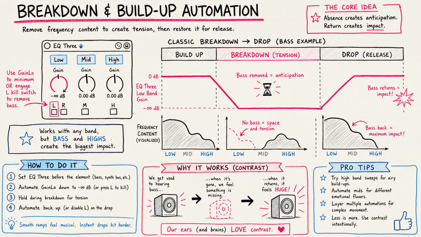High-frequency sweeps work similarly, but create a different emotional effect. Gradually automating GainHi from 0 decibels to minimum over 4 or 8 bars creates the sensation of the music receding or going underwater. Snapping it back to 0 decibels on the drop brings everything back into focus. Combined with bass manipulation, this creates the layered buildups that define contemporary electronic music production.